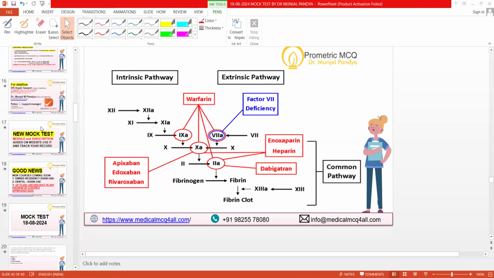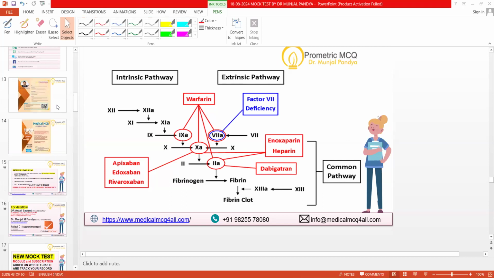From now onwards, whenever you read any answer, ask three questions to yourself. What is the diagnosis of this scenario? How do you investigate? How do you treat? I can guarantee you 200% you will pass.